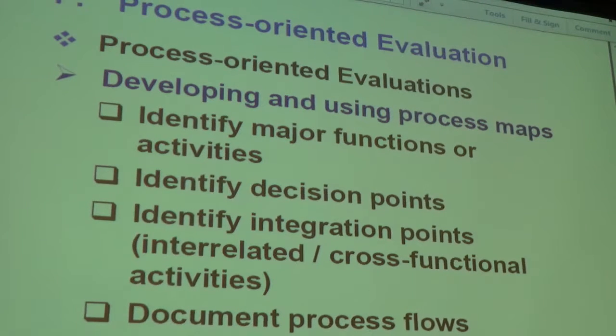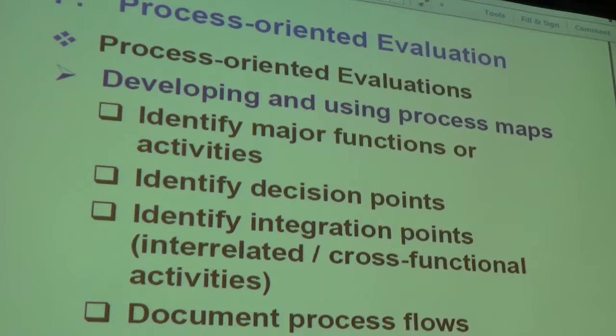As I mentioned, process maps also identify integration points where things are interrelated, things that are cross-functional activities. What I mean by cross-functional activities is that program A, program B, and program C may have components within them that are overarching, and they cut across the organization. And those things have indirect and direct impacts on the different programs and services.